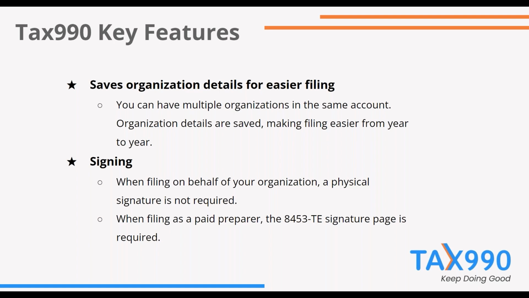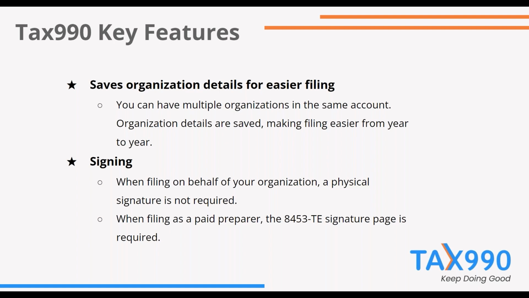We get a lot of questions about the signature portion of the form. When you're filing on behalf of the organization that you work for, a signature is not required by the IRS. You'll only be asked to provide the officer information and title, the name of the officer and the title, in a typed format on the form. There is no physical signature required when you're completing it on behalf of your organization.